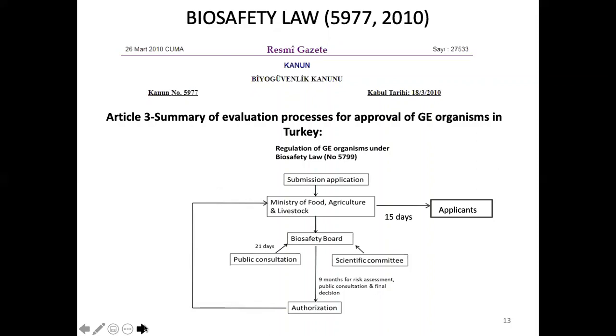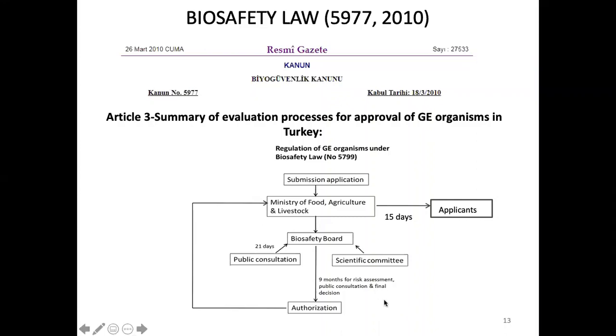there is a summary of the evaluation process for approval of GM organisms in Turkey, and there are some differences from the procedure nowadays. You can see here submission of the application first, after that the name of the ministry has changed. There is no food anymore, it is the Ministry of Agriculture and Forestry, and the biosafety board is cancelled right now, and the dossier goes directly to the scientific committee, and after 9 months for risk assessment, public consultation, and final decision from the TAGEM.